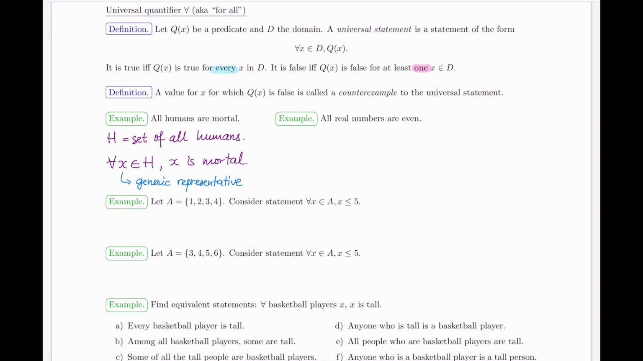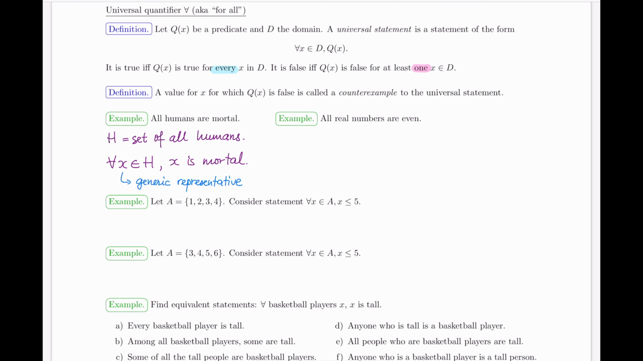Okay, so the format is going to be for all x in some set, followed by the property that this x has. And then we can talk about whether or not this statement as written is true. Is it true that all humans are mortal? Well, as far as we know, yes. So I am going to say that this is a true statement, but I'm not going to write it down because I don't have a very rigorous way of actually proving this statement.